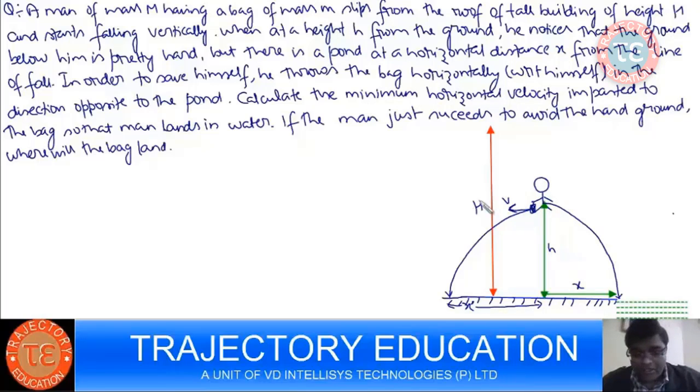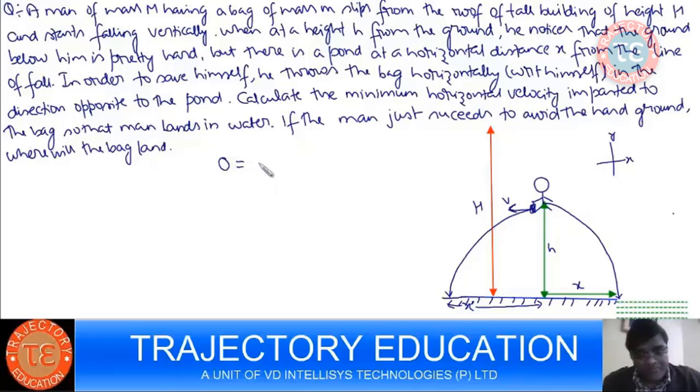He is throwing the bag horizontally, in horizontal direction. So from the law of conservation of linear momentum, if I consider bag plus man as a system, then there is no external force acting on the bag plus man system in x direction. Whatever force the man applies on the bag and the bag applies on the man is an internal force. So the linear momentum of the bag plus man must be conserved.